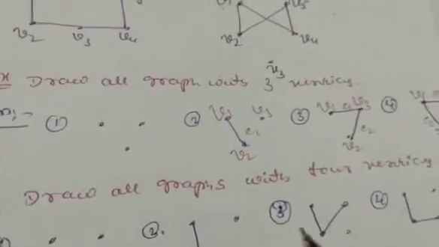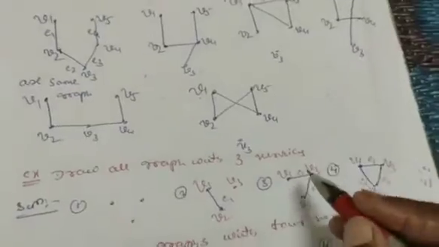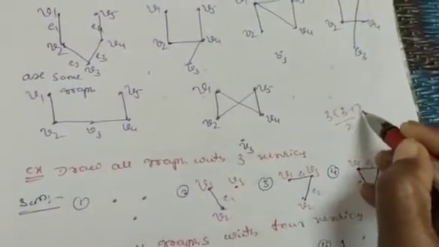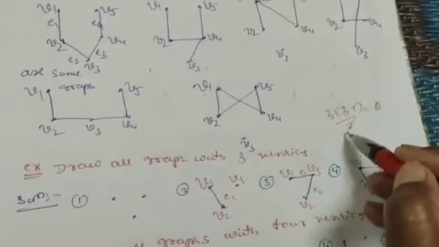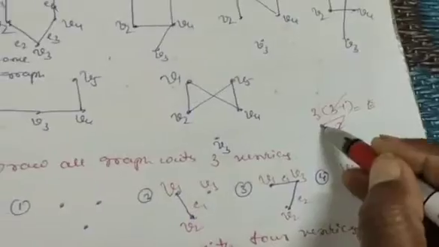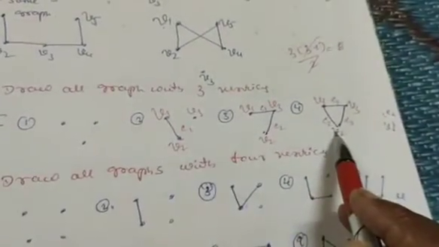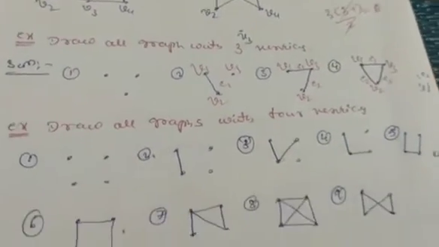Suppose a graph has 3 vertices; according to this, it is 3 into 3 minus 1 divided by 2 edges. 3 minus 1 is 2, the 2s get cancelled, so it has a maximum of 3 edges. Like this we can see 1, 2, 3, not more than this number of edges. So this is the proof of this theorem.